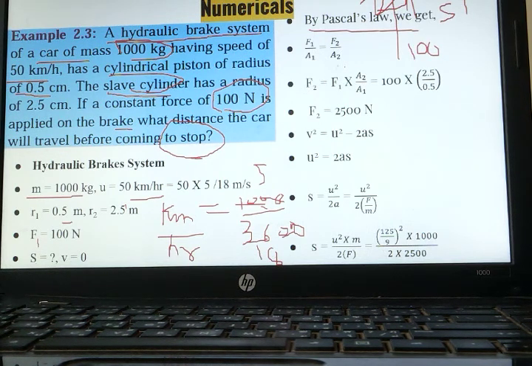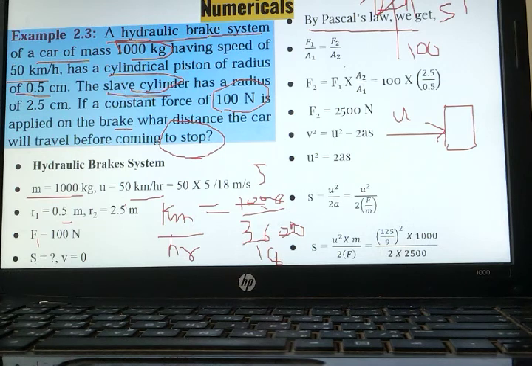So F2 we have to find out. We have to find out the value of F2. I will try to explain this again. Take for example, a vehicle was moving with a speed, and we are applying the brakes at this point.